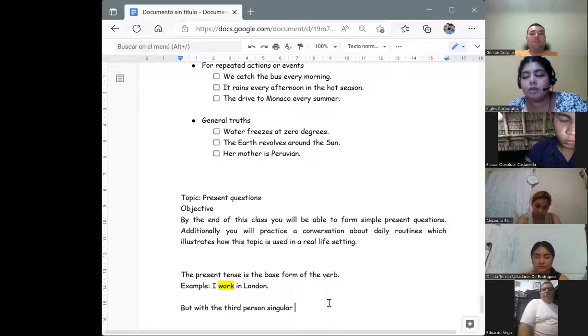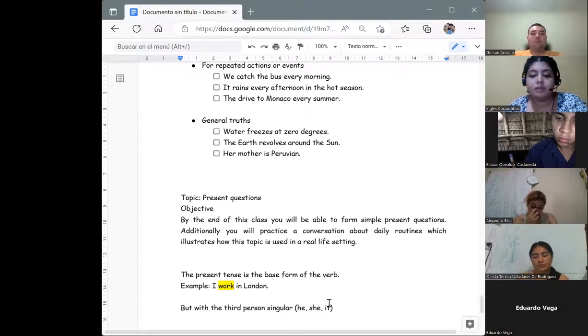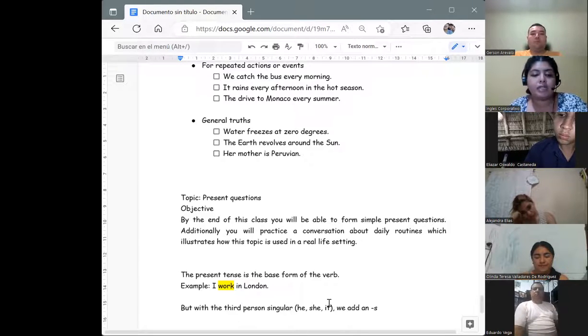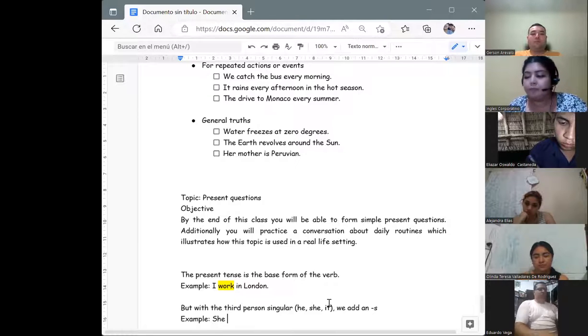Cuando hablamos de tercera persona singular, nos estamos refiriendo a he, she, and it. Son singulares, habla de uno solo. We add an S, una S. And we have the example. Tenemos el ejemplo por acá. And it says, she works in London. Es el mismo verbo, solo que le agregamos S al final. She works in London.